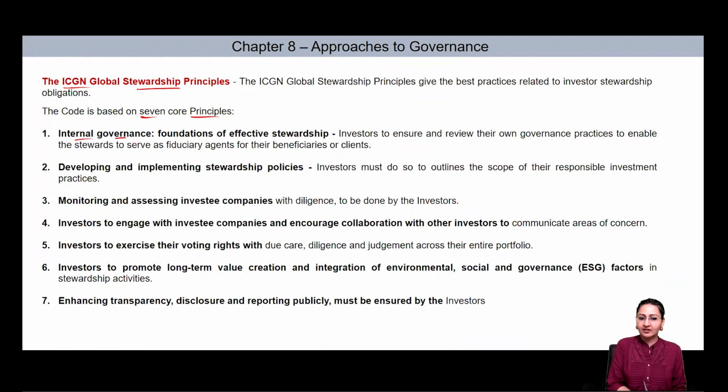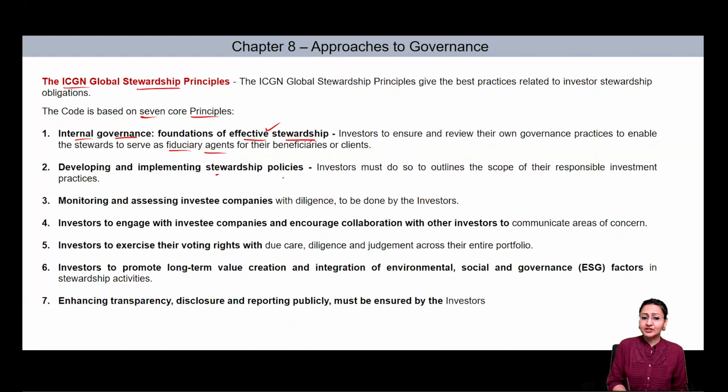One relates to internal governance. That means how effective stewardship can be achieved. Understand, the board of directors are the fiduciary agents of their clients, means the investors. Realizing this, that the internal governance is a foundation to effective stewardship. That's the first principle that the board of directors must keep in mind.